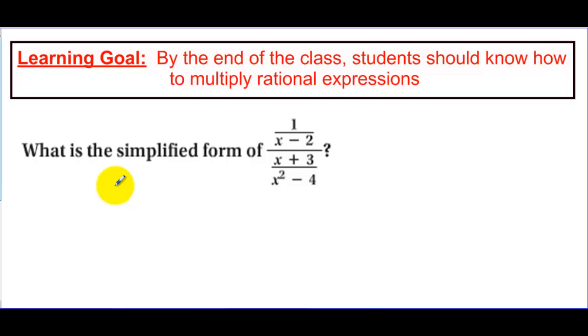Okay, we have one more example of dividing that we need to look at. And if you take a look at this problem, this is a complex fraction expression, and that's when we have fractions within fractions. We can call those complex fractions.